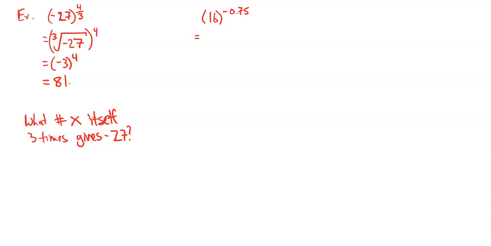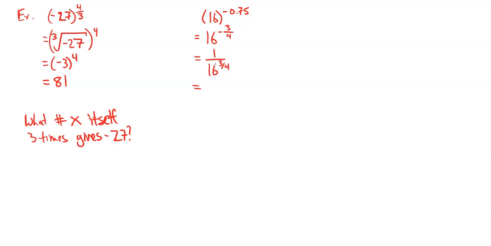This next one isn't a fraction. So what do you do if it's not a fraction? Well, you turn it into a fraction. So this becomes 16 to the negative 3/4. Now the first thing I'll note is that if it's a negative, it's going to bring it to the denominator. So it's going to become 1 over 16 to the 3/4. Right? This was our reciprocal rule that we looked at in our previous lesson.